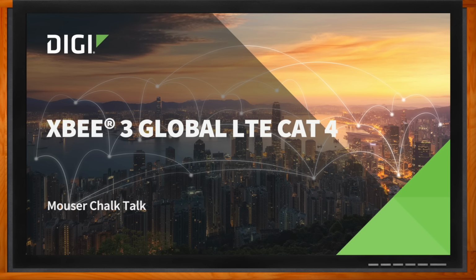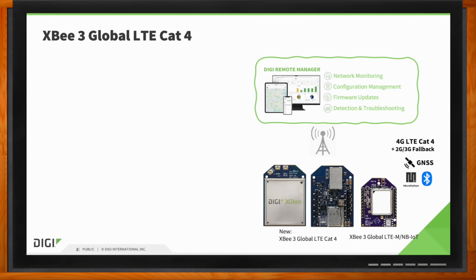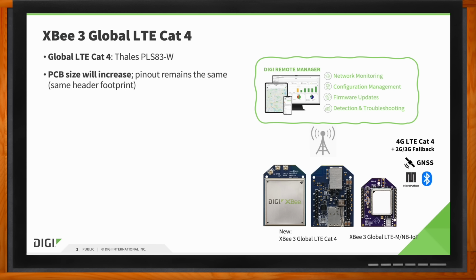Excellent. So, we're talking about the XBee Global LTE Cat 4 solution today. But first, Alec, can you give us a rundown on the features of this solution? Yeah, absolutely. The new thing here is that this is a different cellular technology that we're using with the XBee Global LTE Cat 4 module. This has a built-in modem, a Thales PLS83W, which is a global modem. And we will be using the same PCB in our design that we have in our previous Cat 1 for customers who have used that.